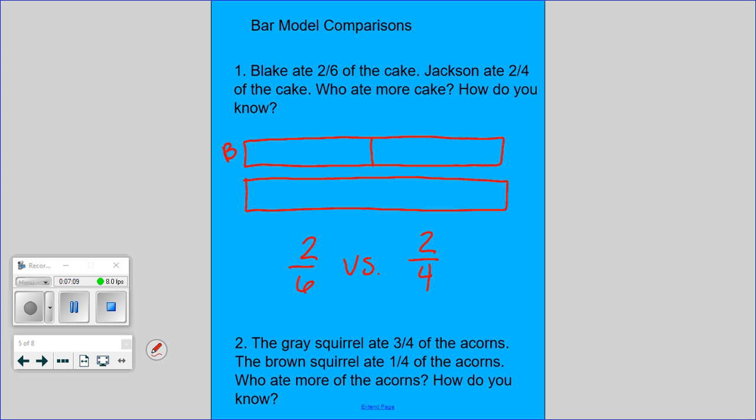Now I need 3 on one side and 3 pieces on the other side. All right, I have successfully partitioned that bar into 6. I feel like I'm spitting every time I say that. How many pieces did he eat? How many pieces did he eat, Ryan? 2. How do you know that?